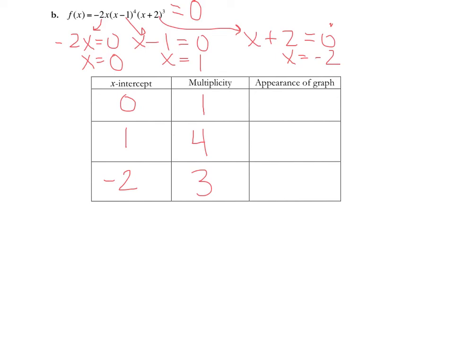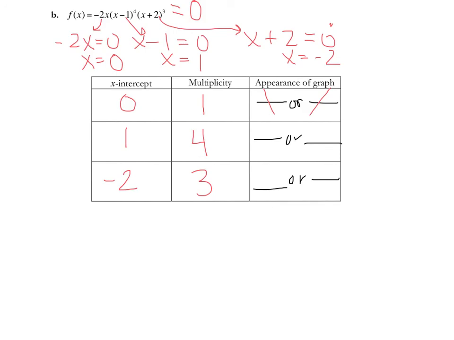Now let's think about the appearance of the graph near the x-intercepts. Whether the multiplicity is even, or odd and greater than 1, or odd and equal to 1, dictates what the graph is going to look like near that x-intercept. For example, at the x-intercept 0 we have a multiplicity of 1. When we have a multiplicity of 1, our polynomial is going to cross straight through the x-axis at that x-intercept. So it'll look like one of these two possibilities near that x-intercept.